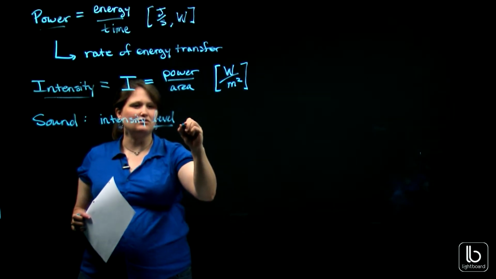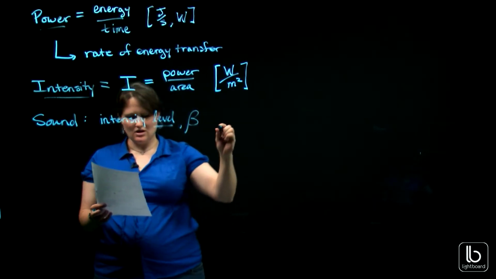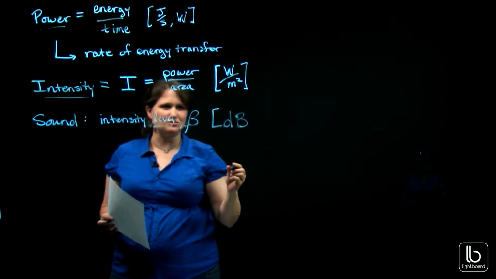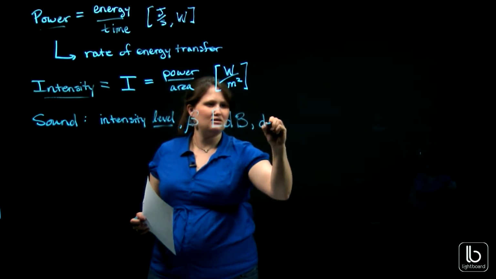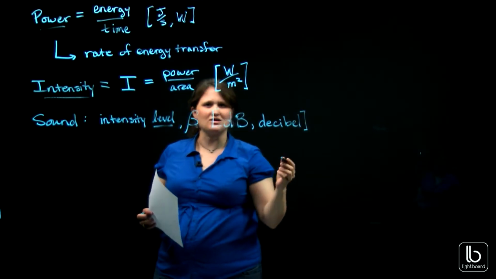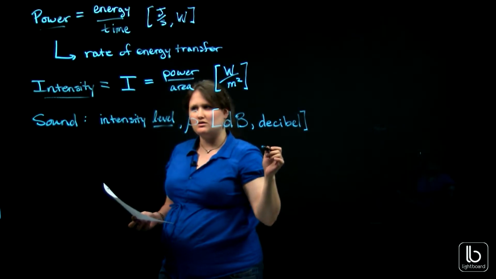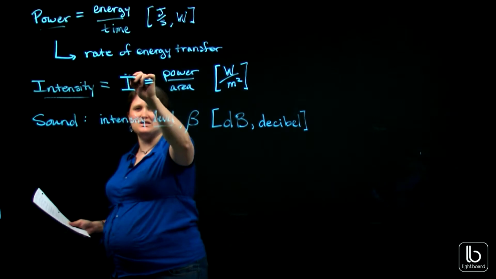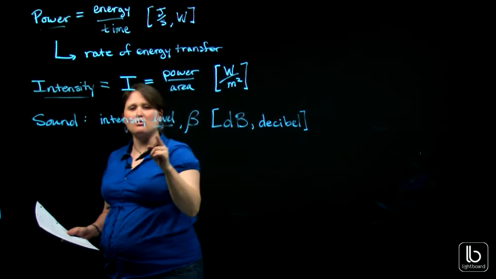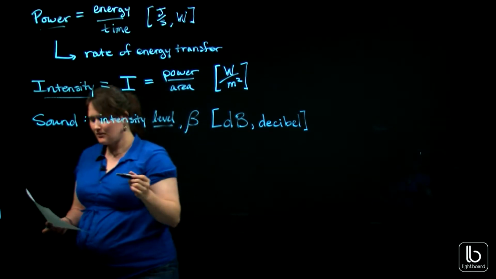The intensity level is represented by the Greek letter beta, and it has units of decibels. Aptly named after Alexander Graham Bell, who did so much work with sound and the telephone and everything. So, when we're talking about intensity, we're talking specifically about power per area, watts per meter squared. When we're talking about intensity level, we're talking about decibels.